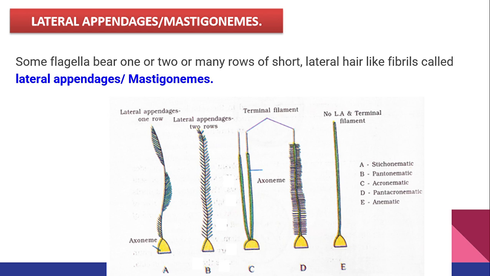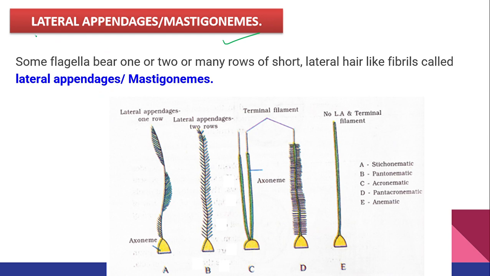In today's class, we are going to study about the types of flagella. But before moving ahead with the types of flagella, we need to understand the concept of lateral appendages, which is also called as masticonems. Once we understand this concept, it will be easy for us to understand about the types of flagella. So let's move ahead.